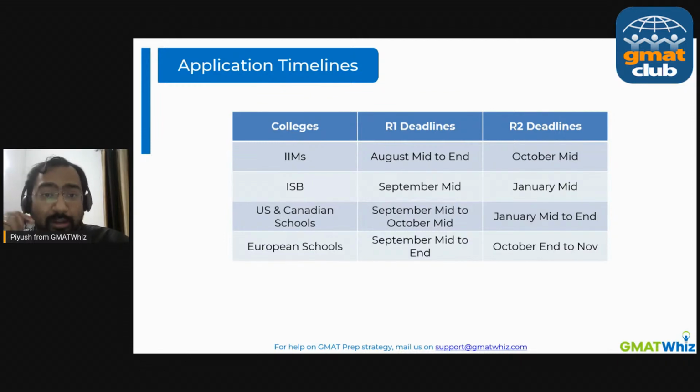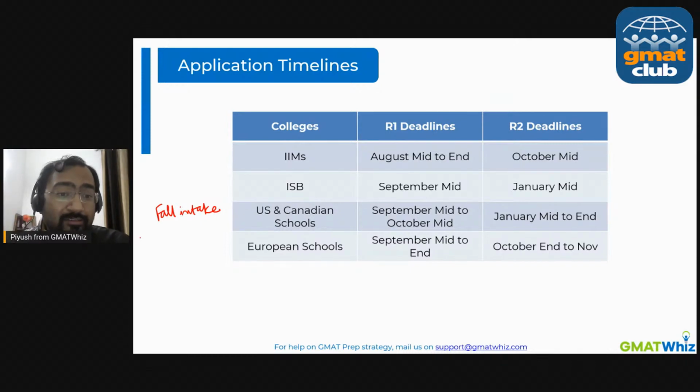Now, in general, for US and Canadian schools, and again, I'm talking about the fall intake, which is basically when the batch starts around August, September. If you're looking at that August or September intake for US and Canadian schools, generally round 1 is going to be somewhere between mid September and mid October. That is the timeline you are looking at. And directly after that, the next round, which is round 2, is right after Christmas, around mid to end of January.